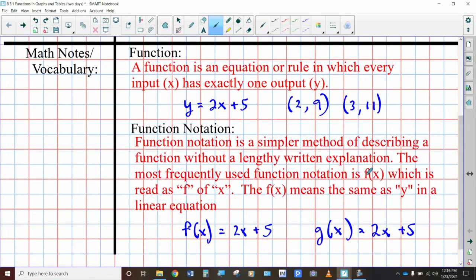So while the f of x is the most common, you could have any letter that precedes this parentheses x, end parentheses. Okay, so once again, we'll get into this toward the end of day 2, and I will also give a brief example or explanation for why mathematicians may choose to use function notation rather than a generic slope-intercept form using x and y. All right, so let's get into it.